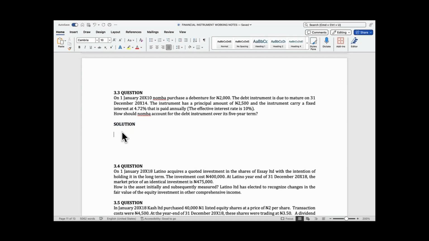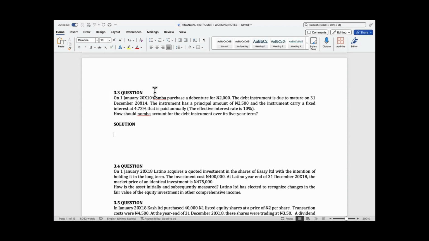On 1st January 2010, number purchased a debenture for 2,000 naira. The debt instrument is due to mature on 31st December 2014. The instrument has a principal amount of 2,500 naira, and the instruments carry a fixed interest at 4.72% that is paid annually. The effective interest rate is 10%. How should number account for the debt instrument over its 5-year term?